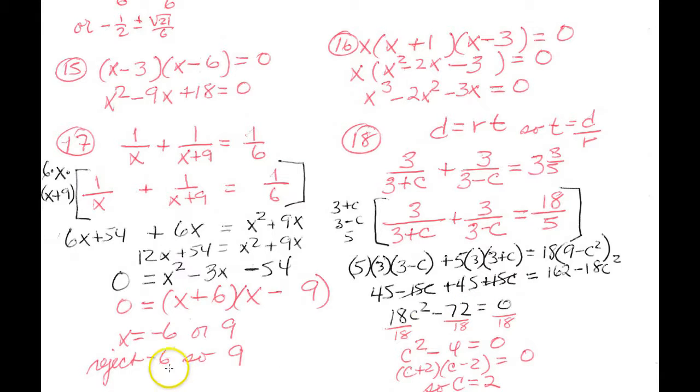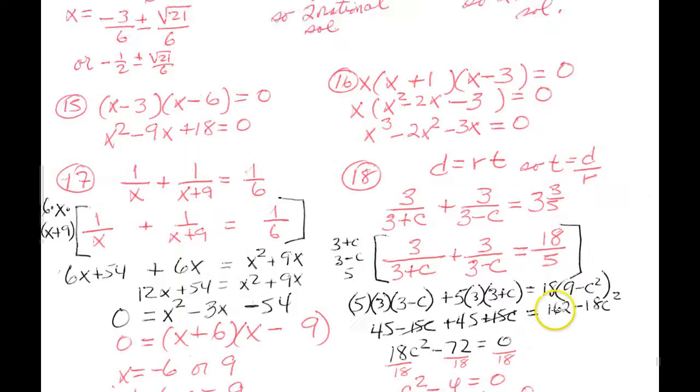And this one worked out really nicely because the 18s cancel out nicely, and I get c squared minus 4 equals 0, which is the difference of perfect squares. That factors into its conjugates, and I have c is negative 2, c is positive 2. I'm going to reject the negative value, and I will say the current then is 2 miles per hour, and this checks out very well.